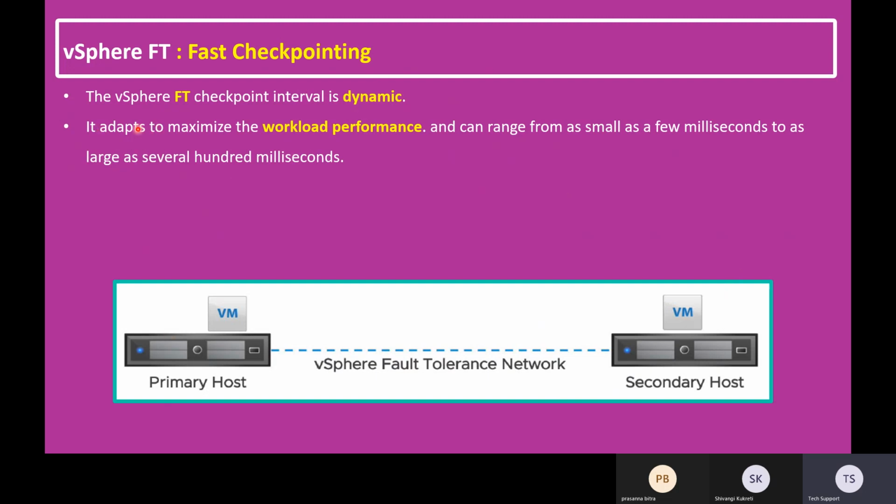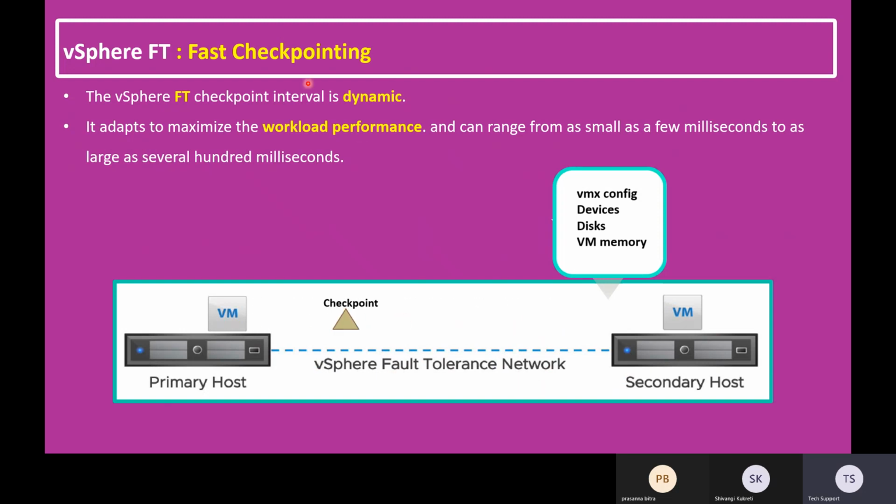Okay, and it adapts to the workload, so the interval can change from as small as a few milliseconds to as large as several hundred milliseconds. So the virtual machine consists of the VMX configuration file, virtual devices, virtual machine disk, and virtual machine memory. And when we enable checkpointing, it keeps copying whatever changes the user performs on the source VM, continuously copying to the destination VM. That is called a checkpoint. But how is it copying? It is copying through our vSphere fault tolerance network.